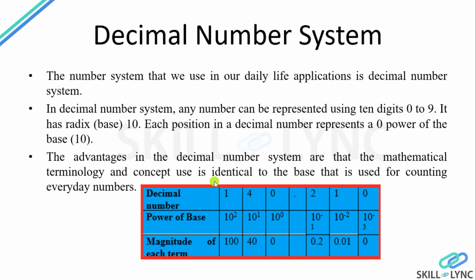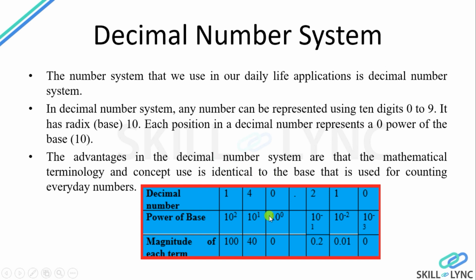In the decimal number system, all the mathematical terminology and concepts are identical. All the counting that we do, whether we are counting the number of persons in a room, the money, the quantities, the grocery items, the baggage, anything. In daily life we use the decimal number system, so it is preferred.